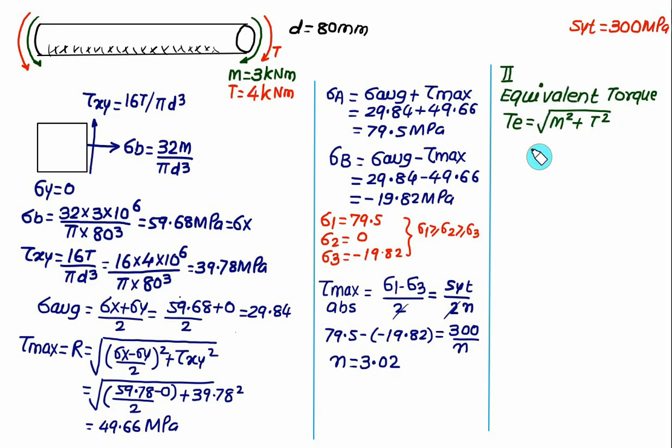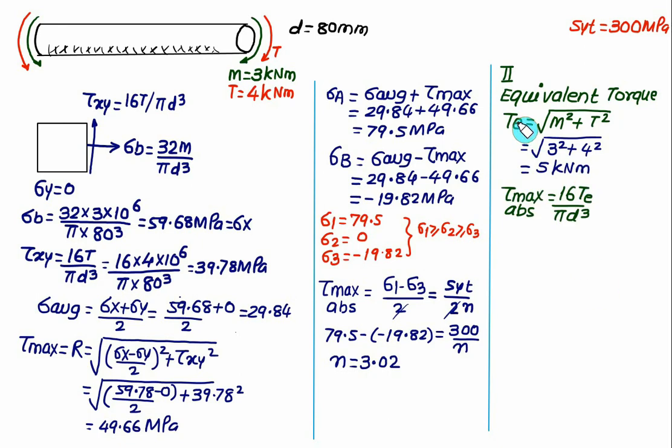So we have equivalent torque is equal to under root of M square, same as 3 square plus 4 square, 9 plus 16 that equal to 25, square root is 5. So we have 5 kilo Newton meter.